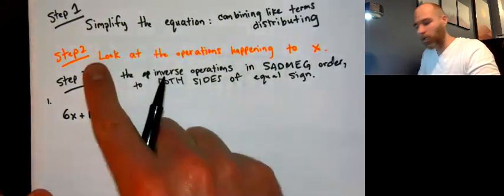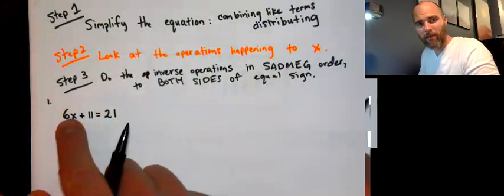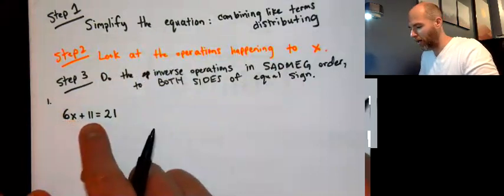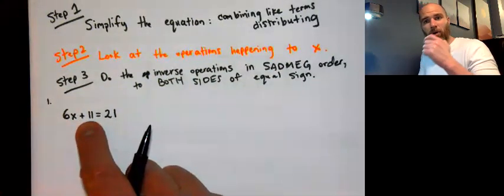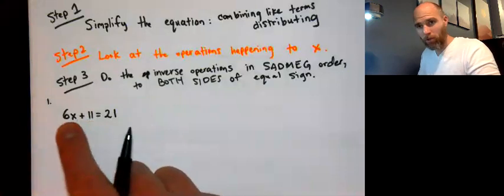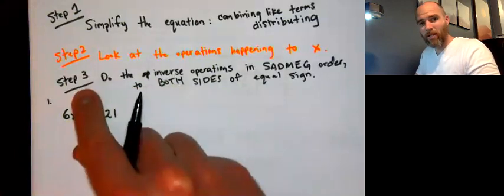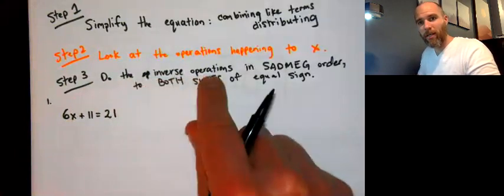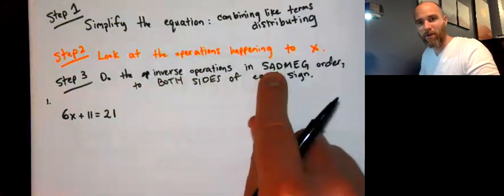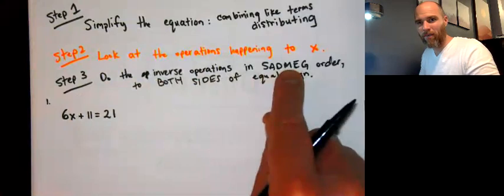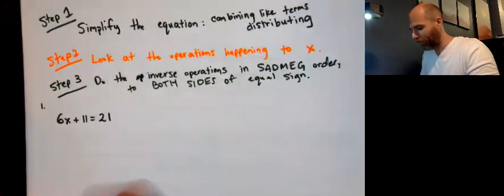Step 2, look at the operations happening to x. I see x is being multiplied by 6, and I see it's being added by 11, right? If we were doing GEMDOS order, you would do the multiplication, then the addition. But step 3 says we need to do the inverse operations in SADMEG order, backwards order. That means subtraction and addition come first, then we worry about division and multiplication. And we have to make sure we do those things to both sides of the equal sign.